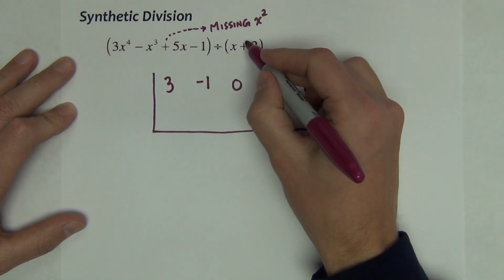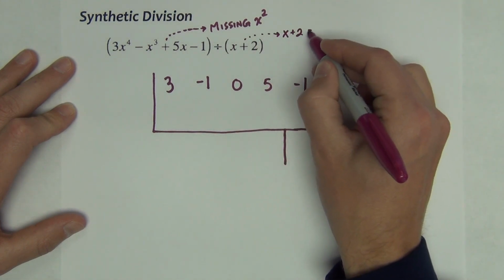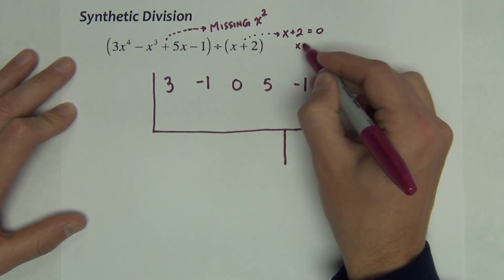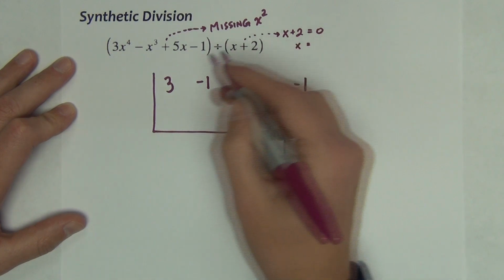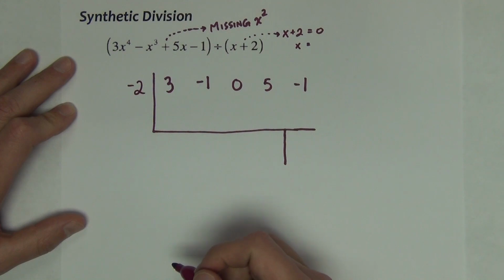Okay, now in front, what are we going to use out front? If you recall, we're going to take this x plus 2 and set it equal to 0 and solve for x. If I were to solve that for x, the 2 gets subtracted over, so we're using negative 2 out front.